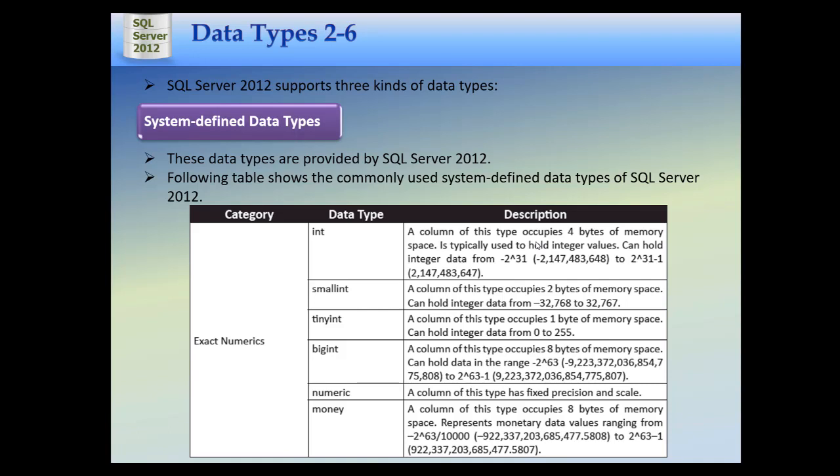Basically, this would be a good way to store those ages. I don't know anybody who's passed that. Big integer, this is when you're dealing with large integers. This would be a good way to store the world's population. Numeric, basically, this is a column which has a fixed precision and scale. We have one which is unique to SQL Server, that is money.